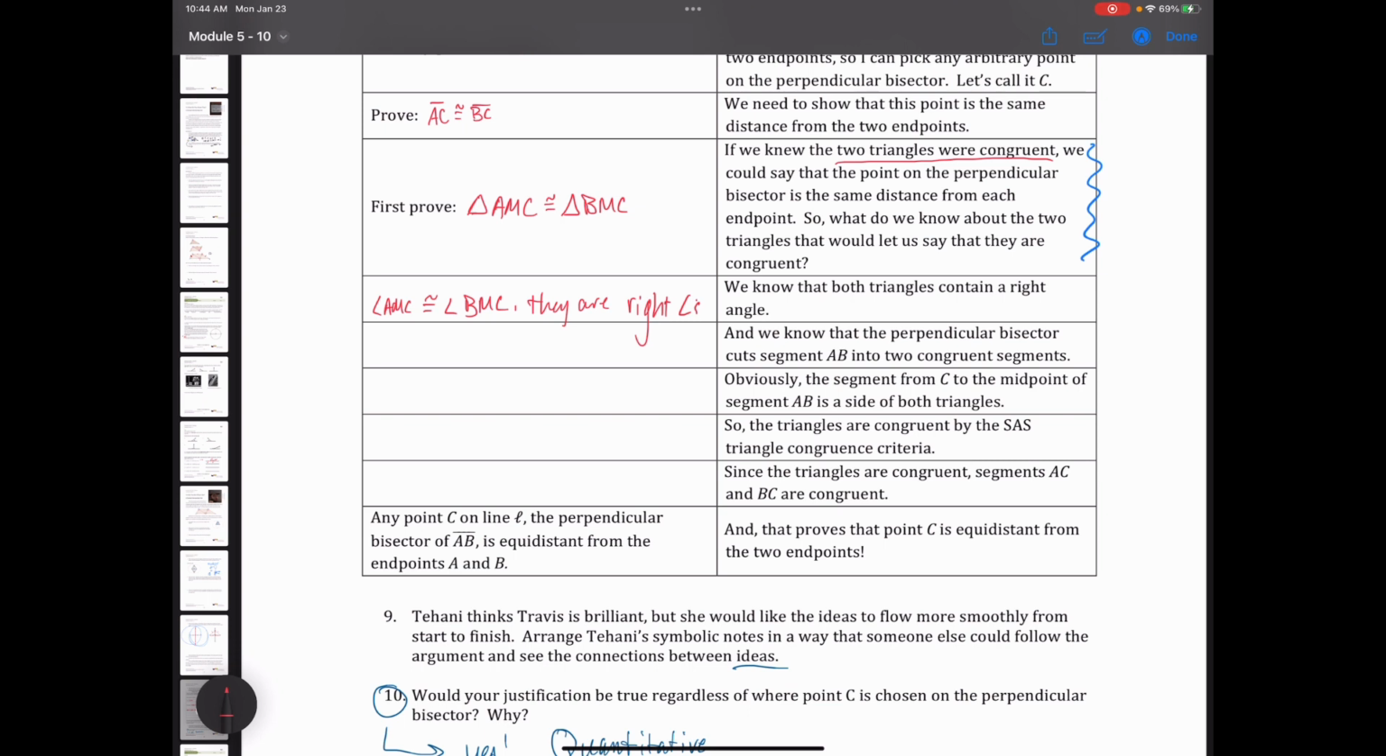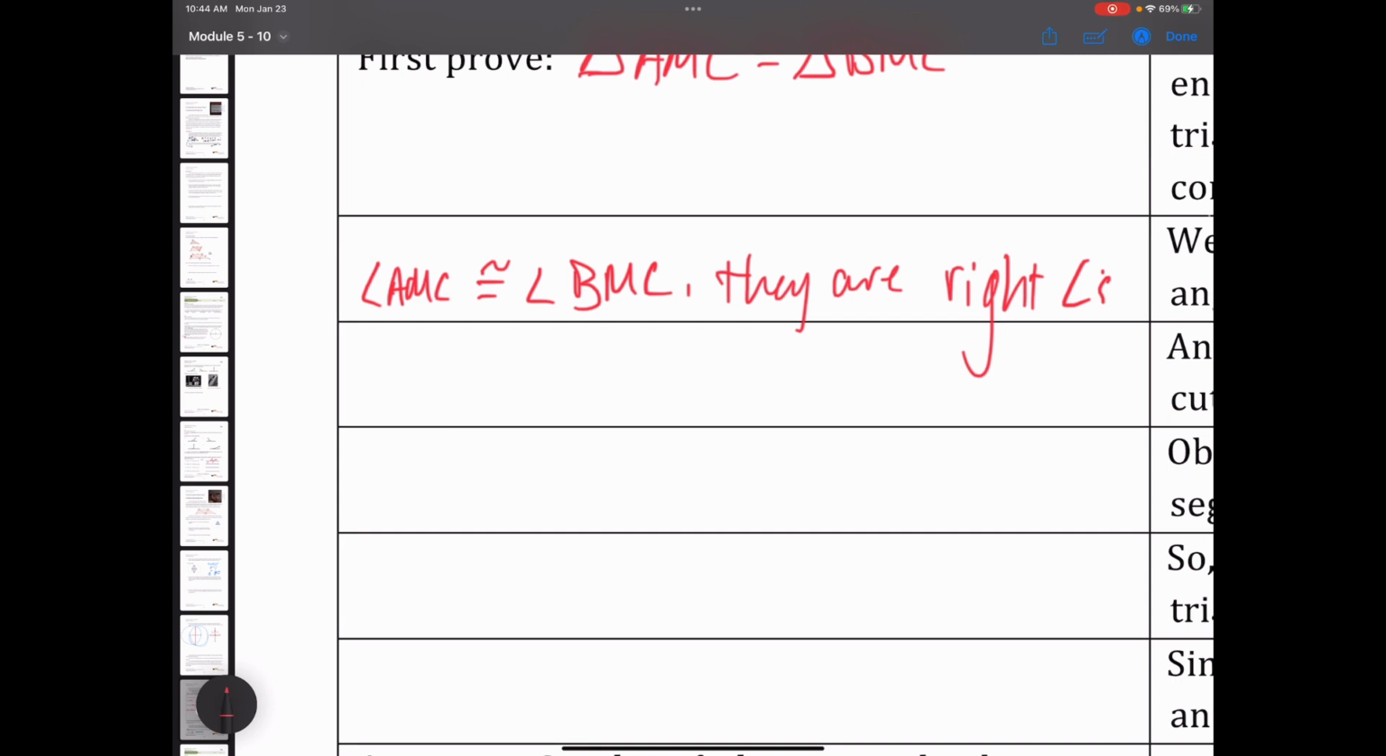What's the next one? Sam. You want me to read it? I sure do. Please. We know that the perpendicular bisector cuts segment AB into two congruent segments. So AB is cut into two segments. What are those segments? Congruent. They are congruent. And what are they? You're absolutely correct.